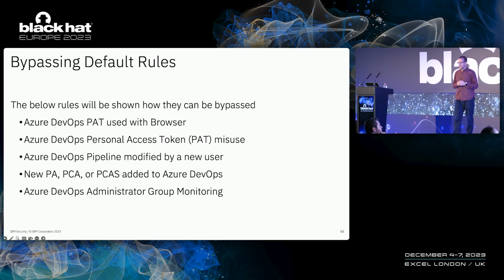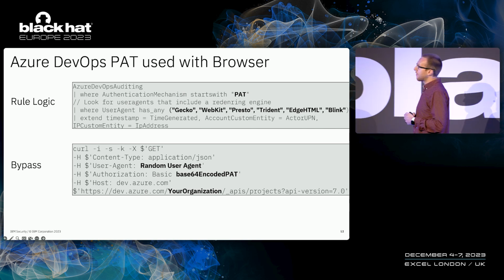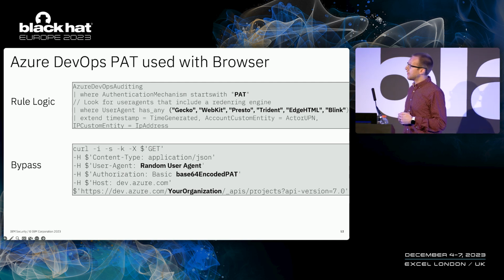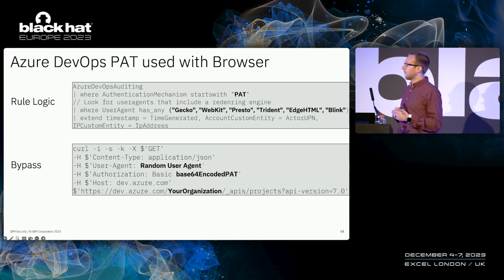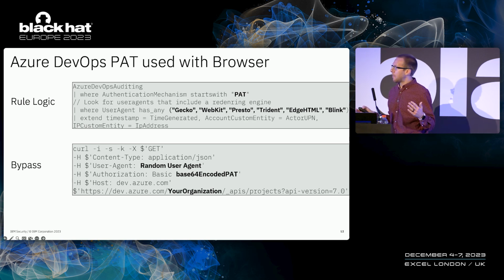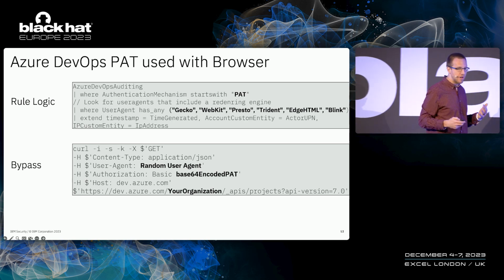So specifically, I'm going to show how to bypass these 5 default rules here. This first one is very straightforward. What this rule is looking for is if you authenticate with a PAT and your user agent string is any in the list right there. So very simple bypass: authenticate with a PAT, and use some random user agent string that's not in that list. Pretty trivial.